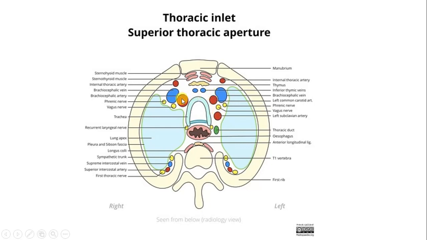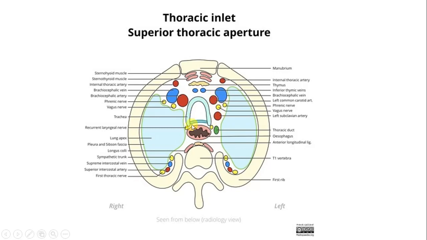They have direct origin from the arch of aorta. But on the right side, the brachiocephalic artery is directly originating from the arch of aorta, but then it will divide into these two arteries, common carotid and subclavian. Anterior to this brachiocephalic vein is the internal thoracic artery.